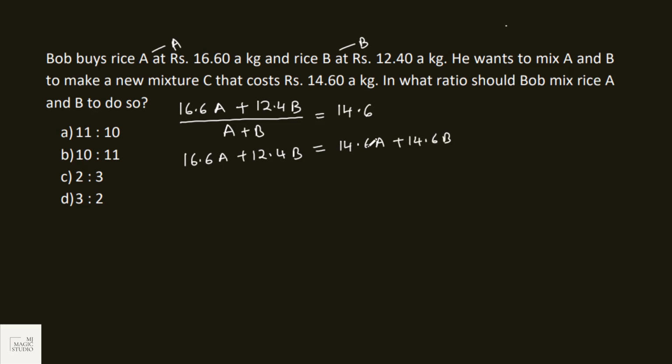Okay, 16.6 minus 14.6 will give me 2A equals 14.6 minus 12 will give me 2.2B. Therefore, A by B is 2.2 by 2 or 11 by 10. So, we have this in option A.